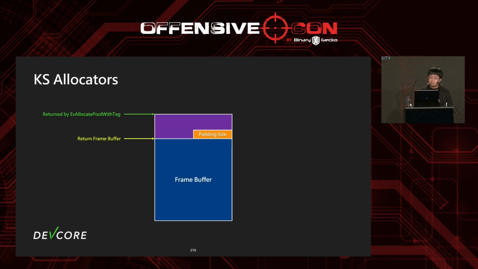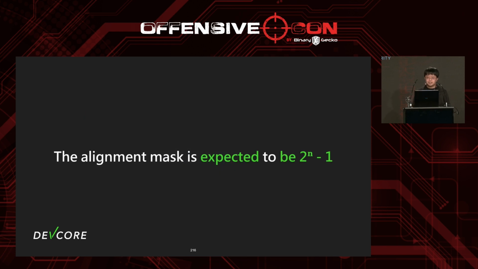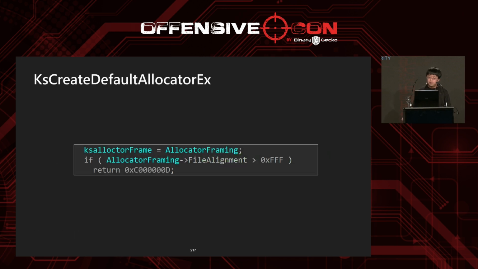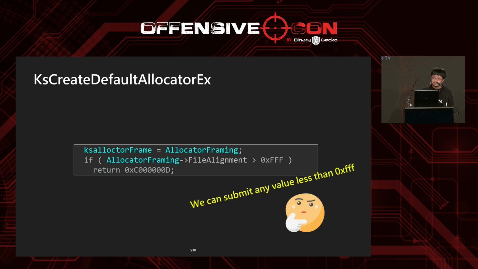As shown in this diagram, the memory layout of the pool looks like this. The purple region represents the padding, and the blue region is the frame buffer. The 4 bytes just before the frame buffer are used to store the padding size. Under normal circumstances, the alignment mask should be a power of 2 minus 1. However, here's the problem. KS only checks whether the alignment mask is greater than 0xFFF. If it's less than 0xFFF, it accepts any value, even if it's not a valid alignment. That is, we can submit any value less than 0xFFF.